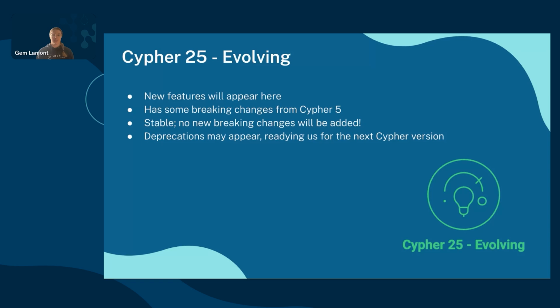You may see deprecations appearing, and this is just warning you that when we release a new version of Cypher, there may be breaking changes happening there, but don't worry about it. If there's a deprecation, it won't be changing within that version. And because Cypher versions will continue, even when we release the new Cypher version, you'll be able to continue using Cypher 25.